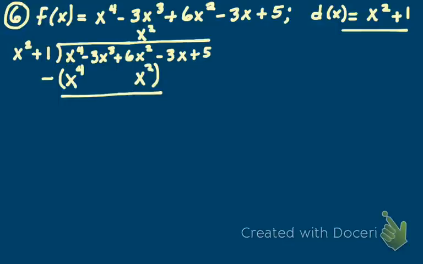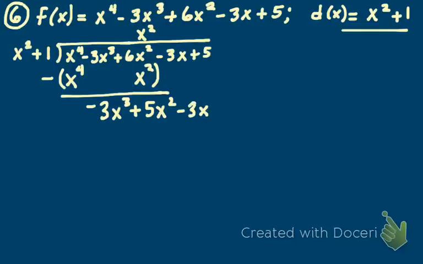X to the fourth minus x to the fourth goes away, and that should happen every time. If it doesn't, you did something wrong. Then I have minus 3x cubed with nothing subtracting from it, so I'm just going to bring that term down. And then 6x squared minus x squared would be plus 5x squared. Now that I've done that subtraction, I bring down the next term, which would be minus 3x.